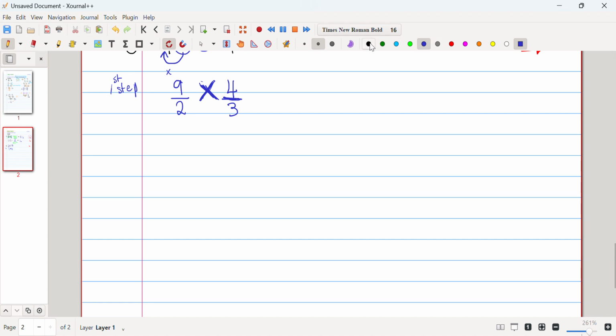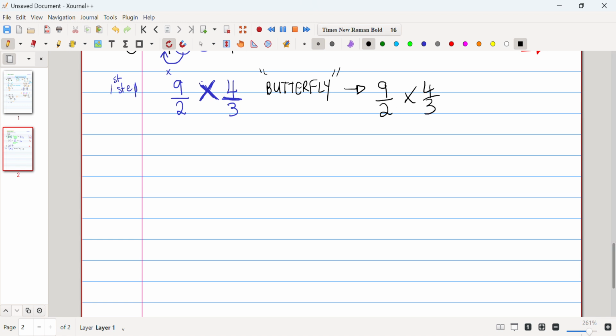Let me just choose black. Right, so which method do you want to do? I guess let's do both methods. Let's do the butterfly method first, that I just went through. We'll do it over here. So it's 9 over 2 times 4 over 3.